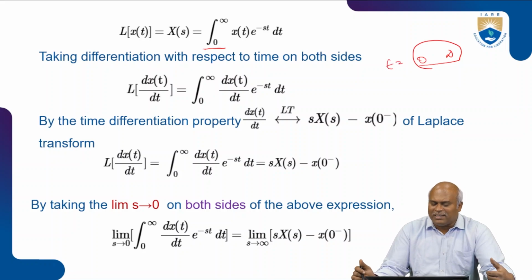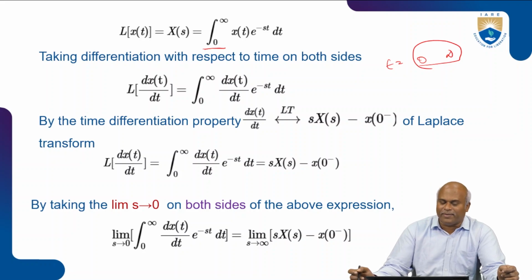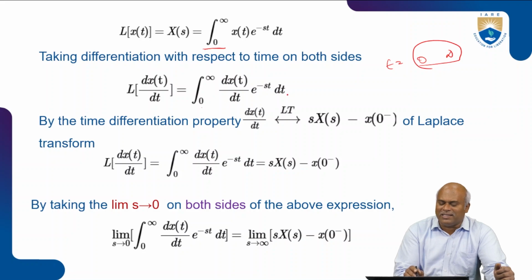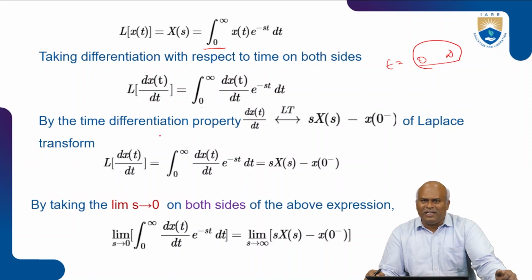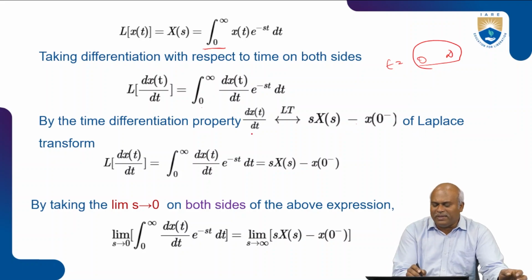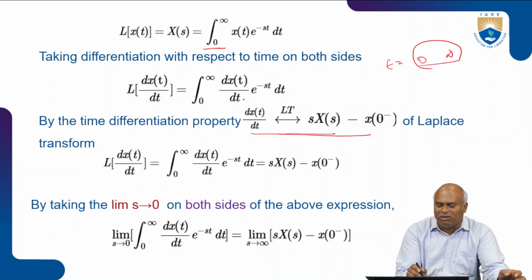Then the next step, we take the differentiation with respect to time on both sides. So that is the Laplace transform of dx(t)/dt equal to the integral from 0 to infinity of d/dt x(t) e^(-st) dt. As per the time differentiation property, if we differentiate the signal x(t), the Laplace transform is s X(s) minus x(0-). Now I substitute this value into this location.